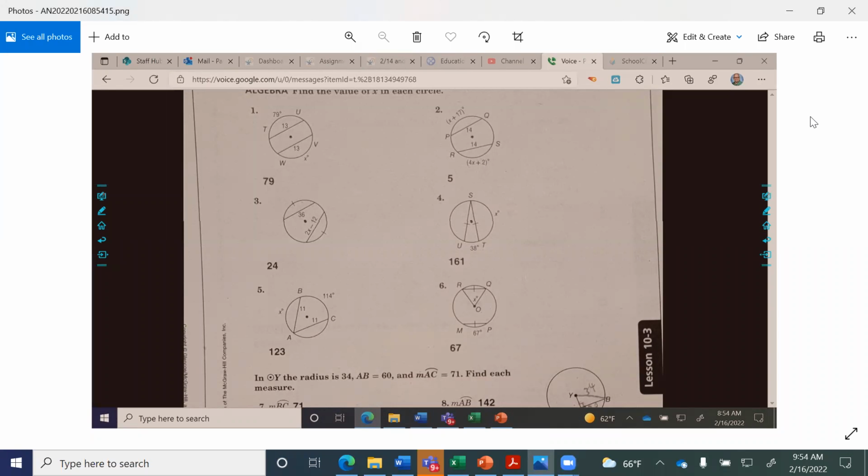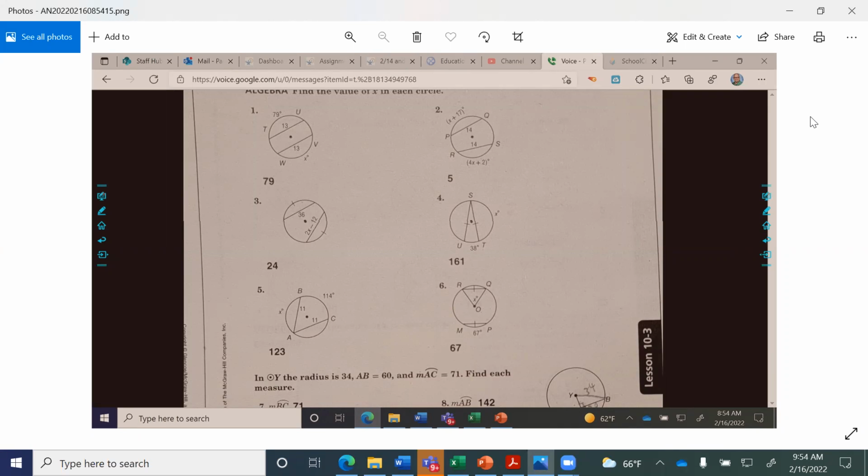Okay, just going through the odds real quick, and then we'll move on. If you have questions, just stop me. But numbers 1 through 5 there, again, you were trying to find the missing measures for X. So on number 1, you had 2 chords that were the same length. Therefore, the 2 arcs that they're intercepting had to be the same. So since the one side was 79, the other side was also 79.